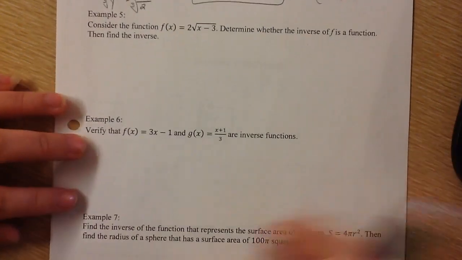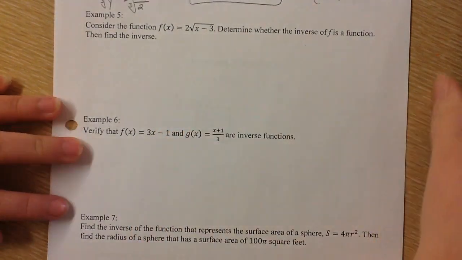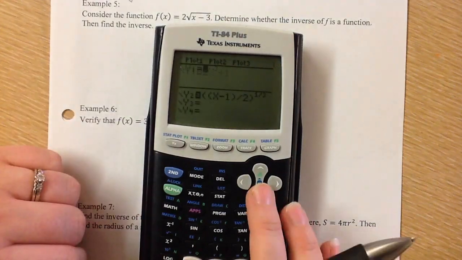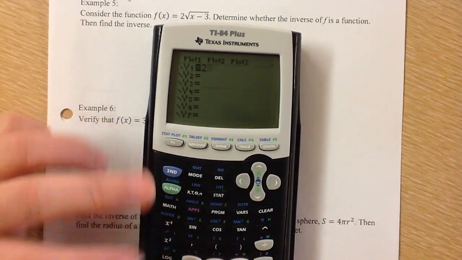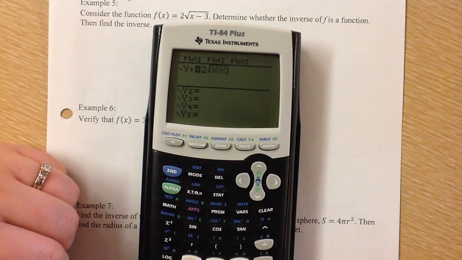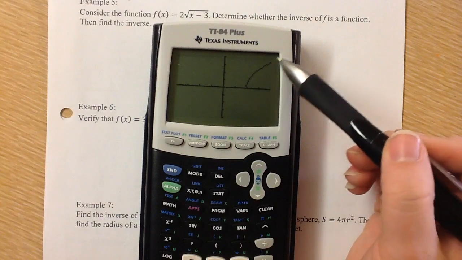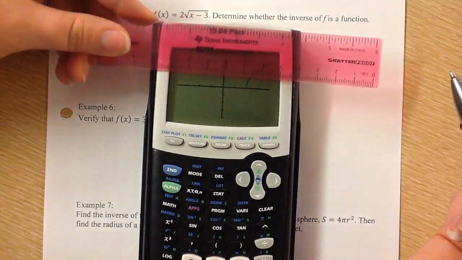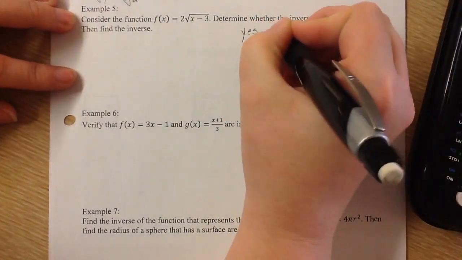Okay, next consider the function f of x equals 2 times the square root of x minus 3. Determine whether the inverse of f is a function. Again, I'm going to look at the graph here. So 2 times the square root of x minus 3. Okay, so let's see, it's going to give me this opening up like that forever. Yep, it's going to pass the horizontal line test, so yes, it is a function.